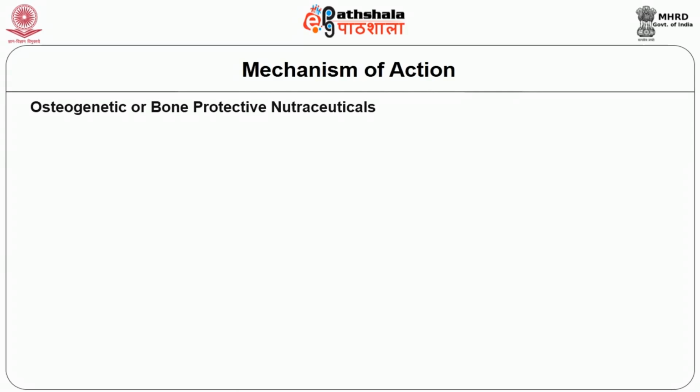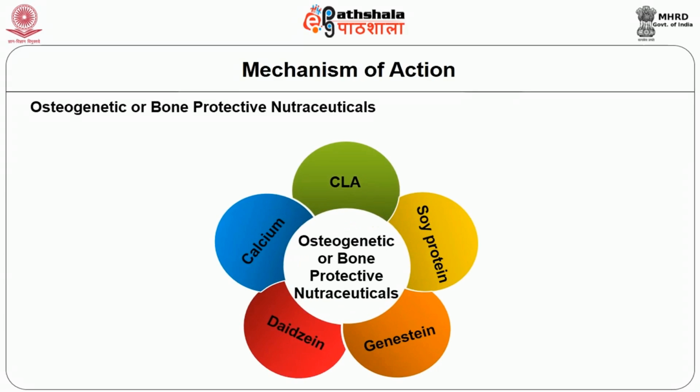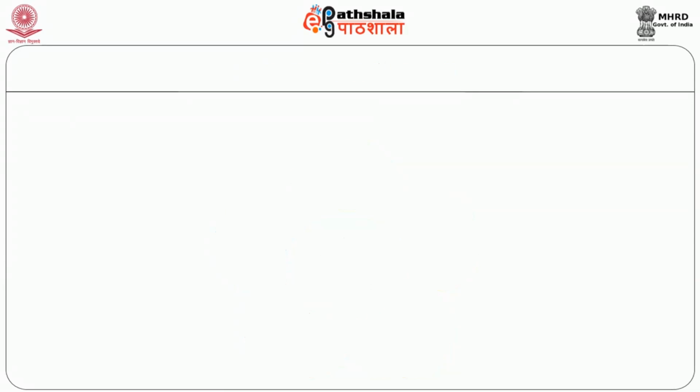Next, we will see some examples for osteogenic or bone protective nutraceuticals. So, the bone protective ones are CLA, soy protein, genistein, daidzein, and finally it is the mineral calcium. And the third method of grouping nutraceuticals is by its chemical nature.